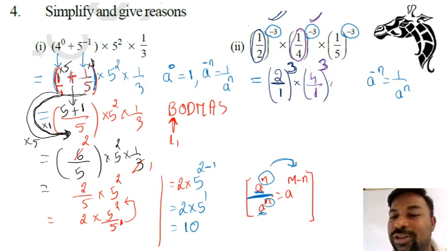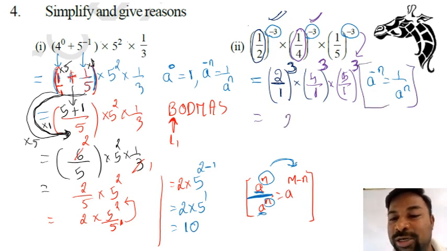Now in the same way, go for the third one: 1 by 5 converted as 5 by 1, and the power negative 3 converted as positive 3. This is the simple one. Now this is the rule we are having. Now it is nothing but 2 to the power 3 into 4 to the power 3 into 5 to the power 3. Now let us simplify.